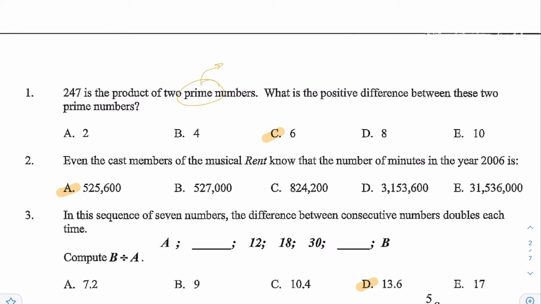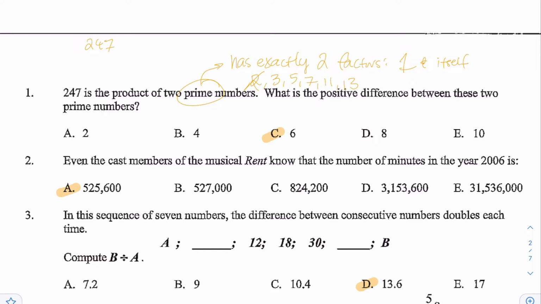So a prime number has exactly two factors, just one and itself. So what this means is that 247 doesn't really show up in the times table. So you would have to take 247 and divide it by some of the prime numbers. For example, 2, 3, 5, 7, 11, 13. So you know that 247 is not a multiple of 2.